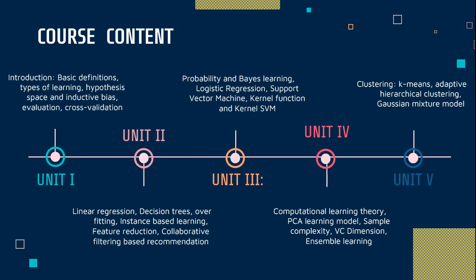Ending with clustering, in which we will mostly find out k-means clustering, agglomerative hierarchical clustering, and Gaussian mixture. So this is our plan of action in machine learning algorithms, in which we have the 5 units, and these 5 units we will cover within this stipulated time window.